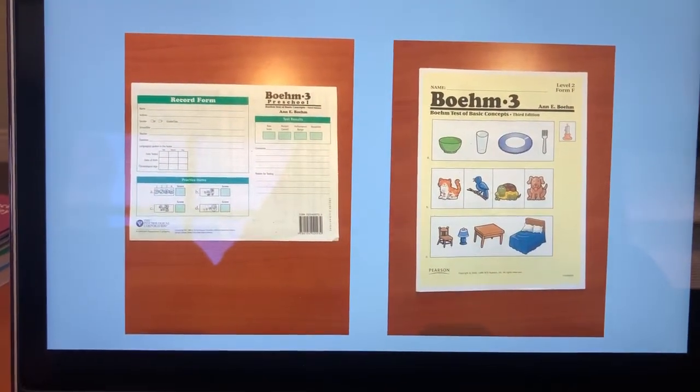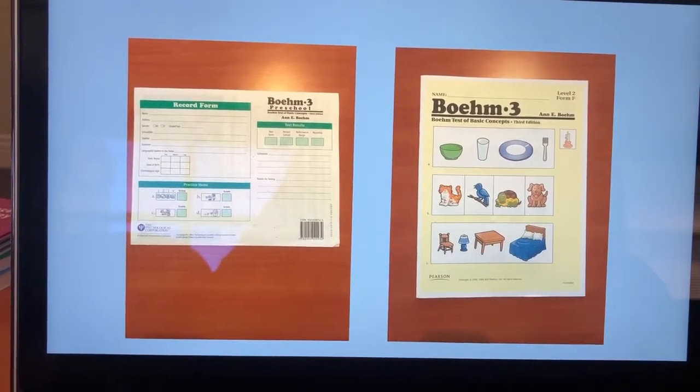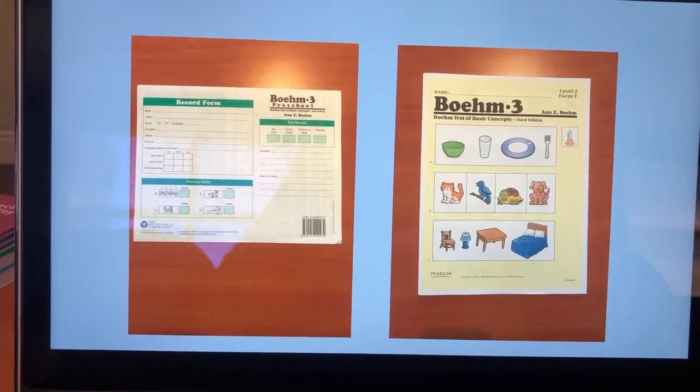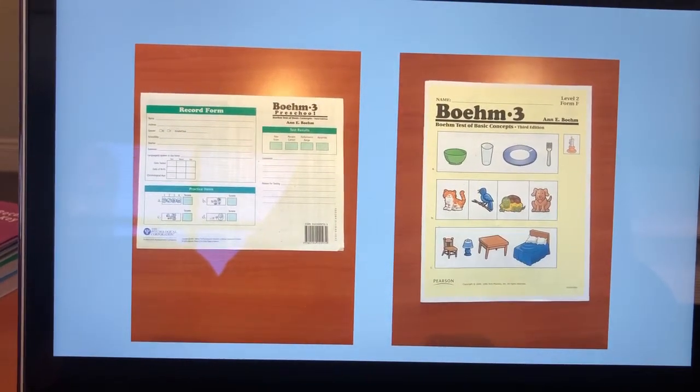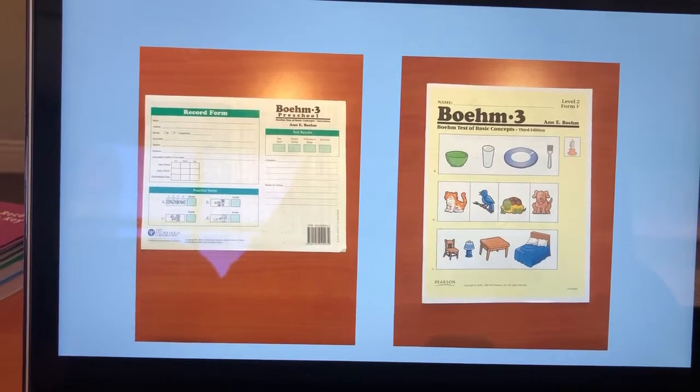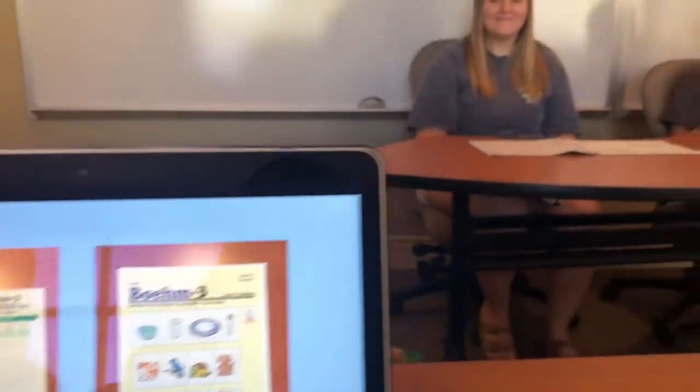These are the tests that we will be administering today. The Boehm 3 Preschool Edition 3, Level 2, Form F. Here we have Taylor, our speech-language pathologist, and Carly, her client, here to explain to you how to administer our Boehm 3 assessment. So first you would get the examiner's manual, and because this test is in English and in Spanish, you would find where it says instructions for Form F, which we are doing in English.